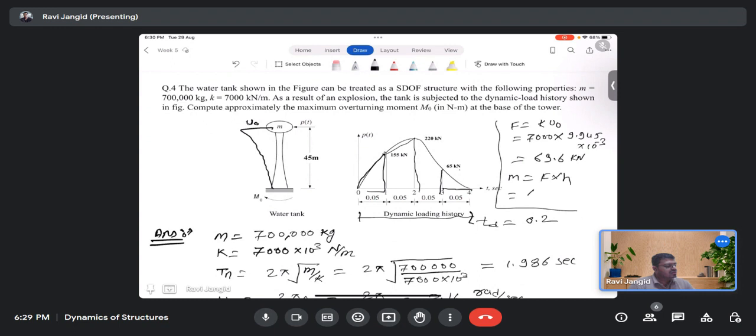So the moment generated at the bottom would be F times H. So that would be 69.62 into H, which is 45. So I am getting the moment equal to 3132.9 kilonewton meter.